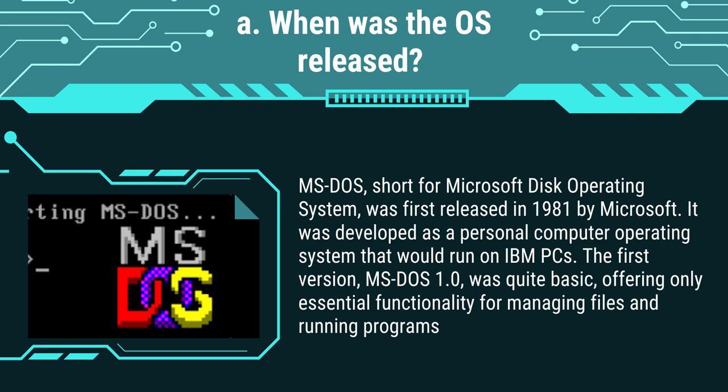And now I proceed to answering the questions. The first question was, when was the OS released? MS-DOS, short for Microsoft Disk Operating System, was first released in 1981 by Microsoft. It was developed as a personal computer operating system that would run on the IBM PC. The first version, MS-DOS 1.0, was quite basic, offering only essential functionality for managing files and running programs.